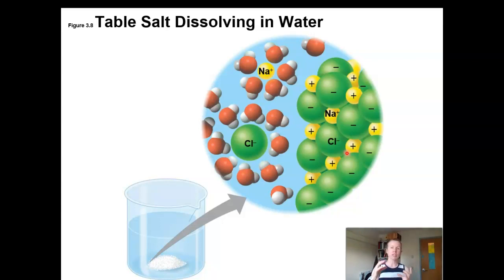The solvent is the dissolving agent. In this case, that would be water. And the solute is the substance being dissolved. That would be the salt in this case. Okay.